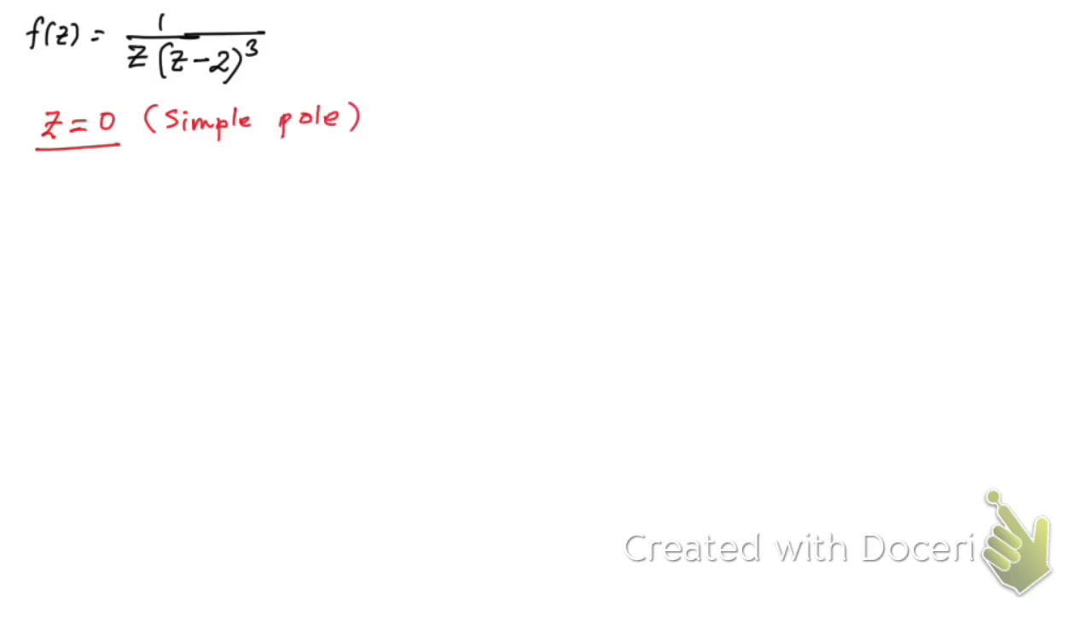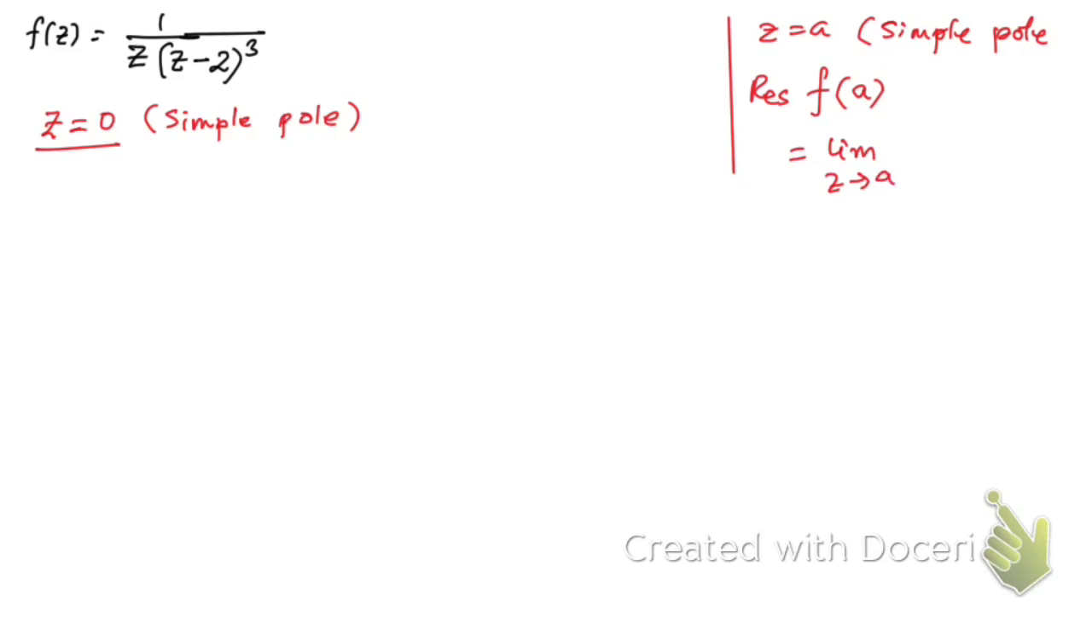Okay, how to find the residue at a simple pole? If z is equal to a is a simple pole, then the residue of the function f of z at a is given by the limit z tends to a of (z minus a) into f of z. Okay, so you can apply that.